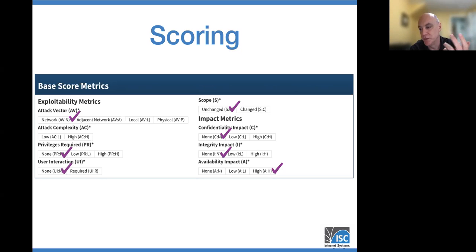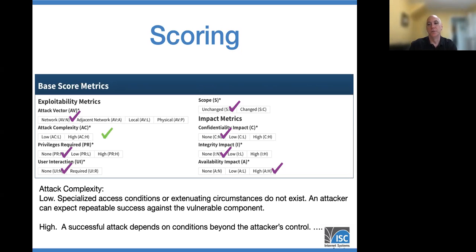All right. User interaction is usually none for us. With the nature of this, I'm setting up services, and in most cases the admin doesn't have to do something in order to trigger this. It's already sort of sitting out there. Now, the attack complexity, this is what really changes the scoring for us.